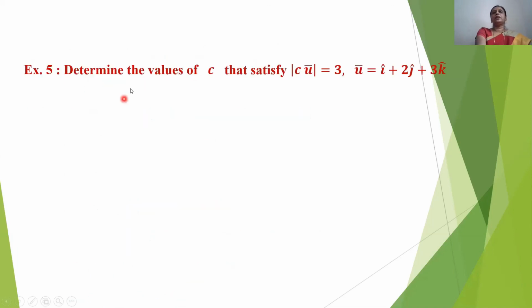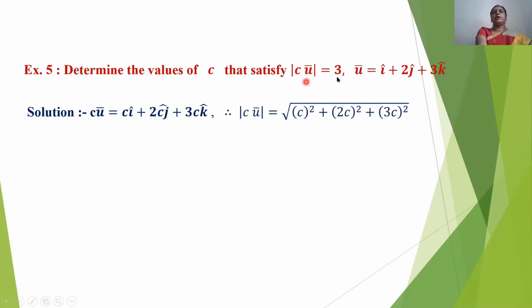Let's see the next. Determine the values of c that satisfy mod of cu bar is equal to 3, u bar is equal to i plus 2j plus 3k. Here vector u bar is i plus 2j plus 3k. Then what will be cu bar? You multiply both sides by c. Cu bar will be ci plus 2cj plus 3ck. Then what will be mod of cu bar? Mod of cu bar means in the square root you take the components of i, j, k, which are c, 2c, 3c. Therefore, in the square root you write down c square plus (2c) square plus (3c) square.